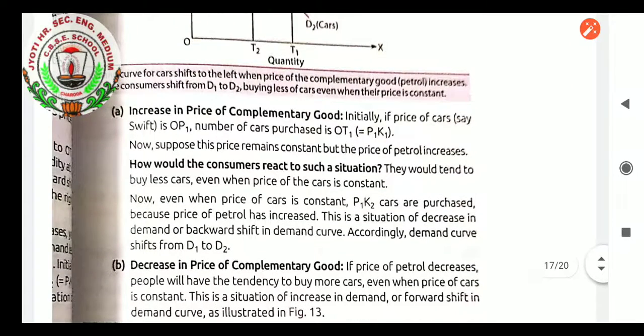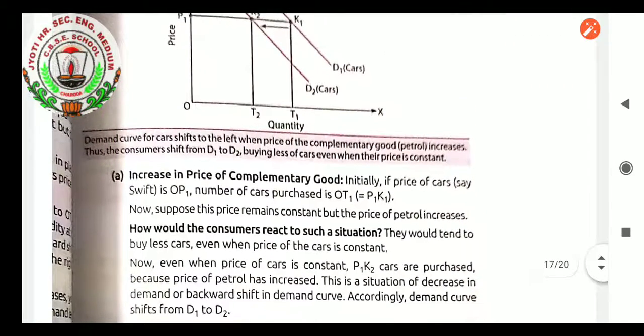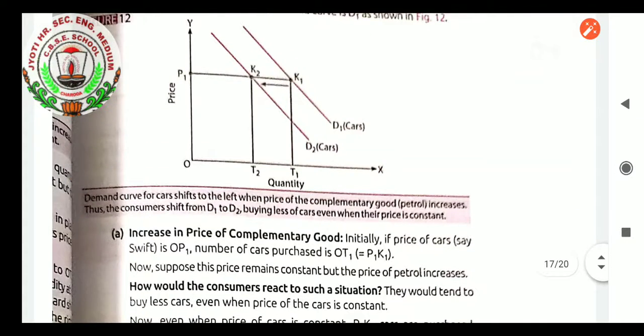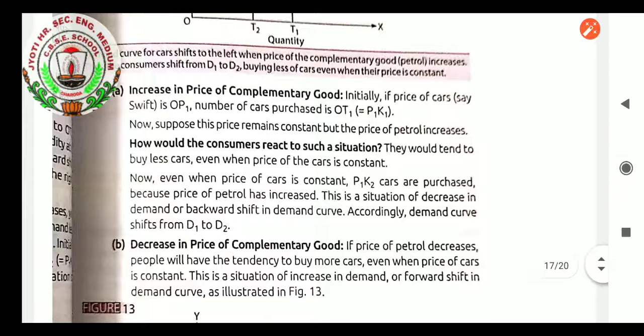Initially the price of a car, say a Swift, is OP1. The number of cars purchased is OT1, with points P1 and K1. These variables are what has been explained. Now suppose the price remains constant but the price of petrol increases. How would the consumer react to such a situation? I already said it: they would tend to buy fewer cars even when the price of the car is constant. Now even when the price of cars is constant at P1, K2 cars are purchased because the price of petrol has increased. This is a situation of decrease in demand, or backward shift in the demand curve. Accordingly, the demand curve shifts from D1 to D2.